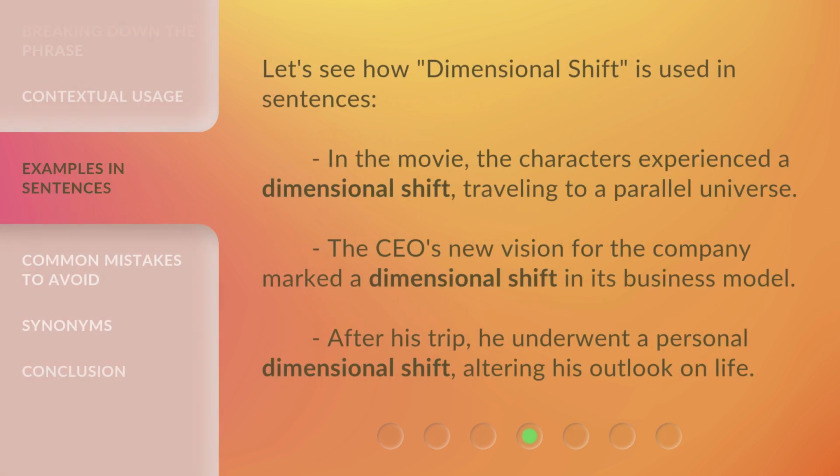Let's see how dimensional shift is used in sentences. In the movie, the characters experienced a dimensional shift, traveling to a parallel universe. The CEO's new vision for the company marked a dimensional shift in its business model. After his trip, he underwent a personal dimensional shift, altering his outlook on life.